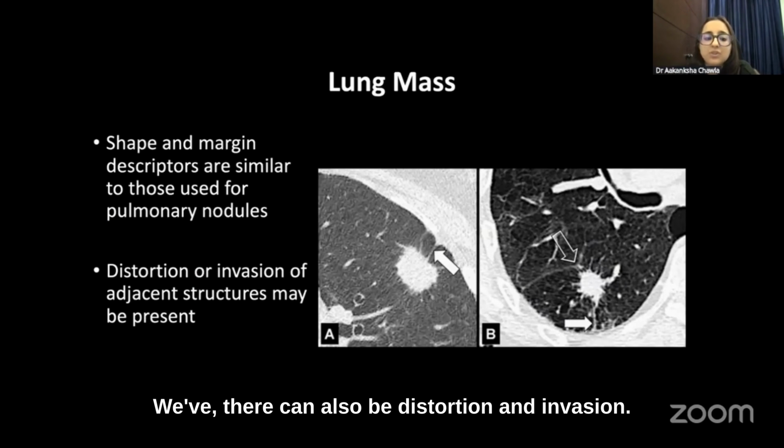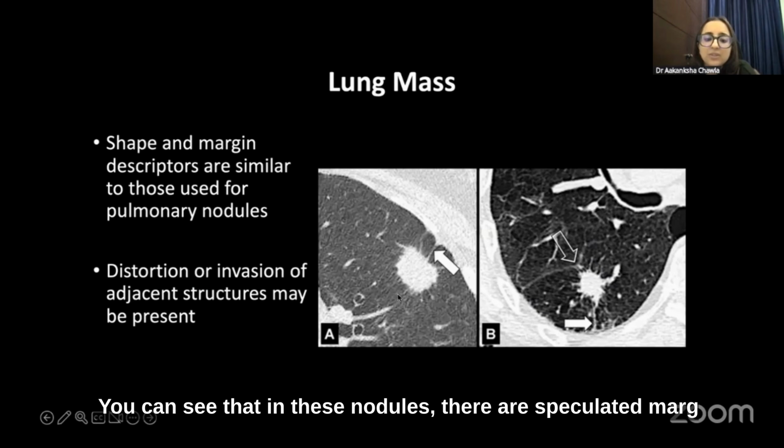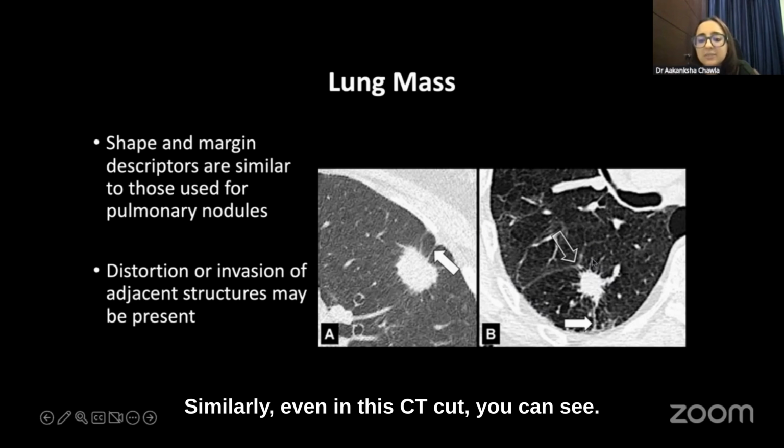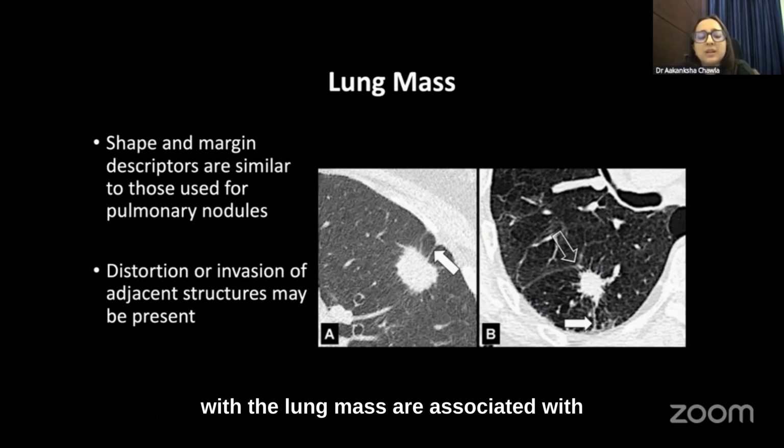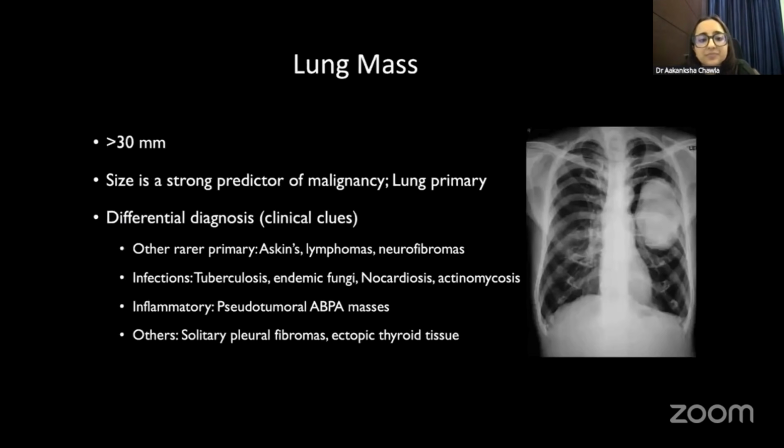There can also be distortion and invasion. You can see that in these nodules there are spiculated margins, there are pleural tags. Similarly, even in this CT cut, you can see. So generally, spiculated margins and pleural tags are associated with the lung mass, and are associated with malignancy. Then size is a strong predictor of malignancy, lung usually being the primary, but there are other differential conditions in which you may find this lung mass like lymphomas, neurofibromas, even infections, inflammatory conditions, and even other conditions like solitary pleural fibromas.